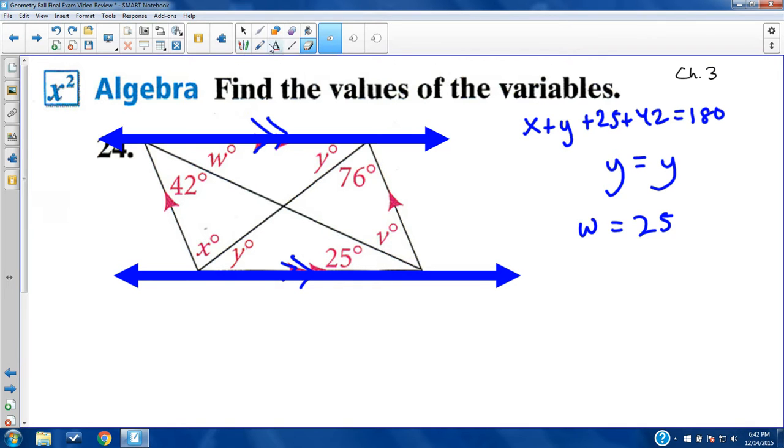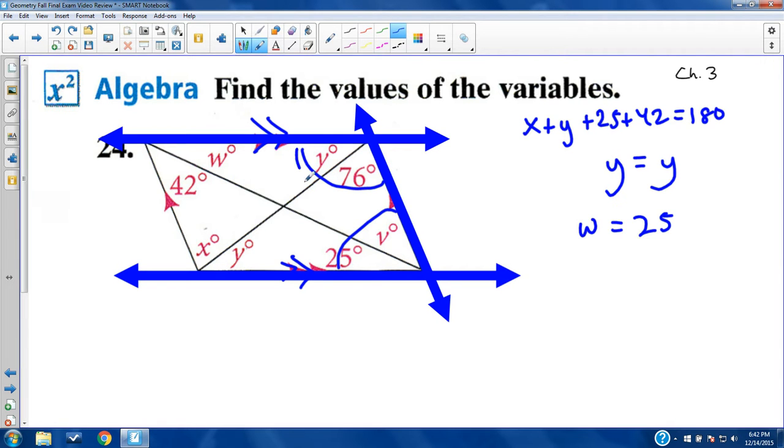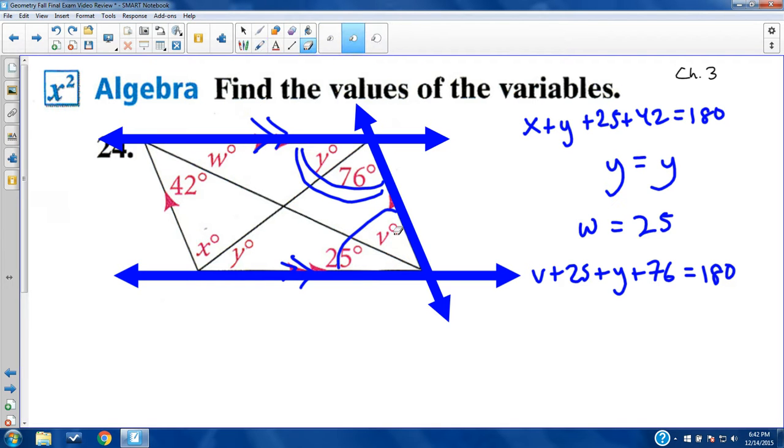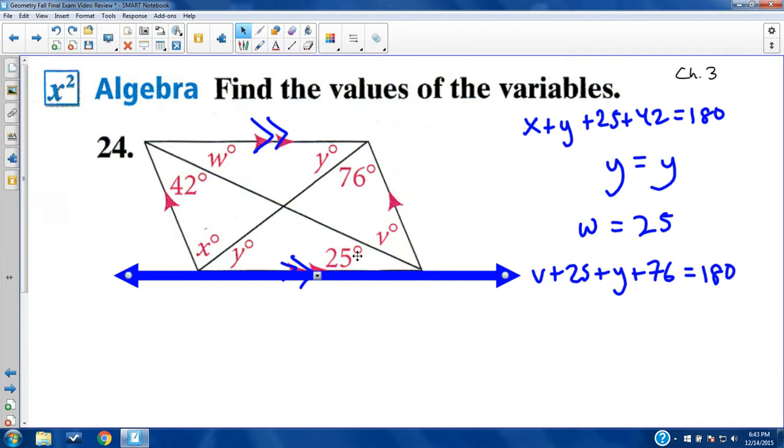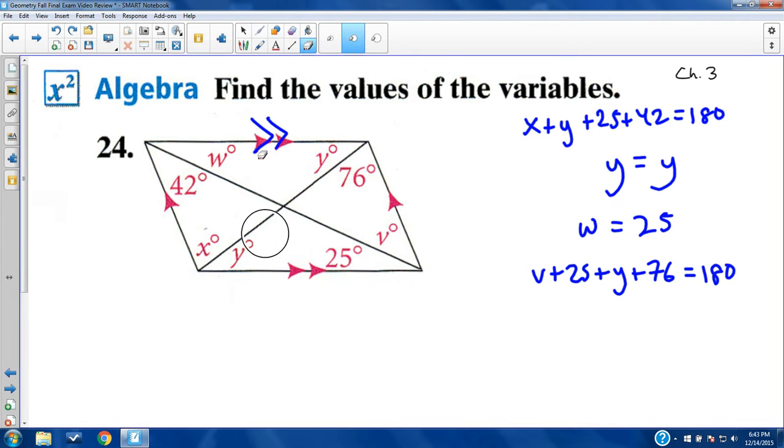Okay, and then I also have a final transversal here with these two parallel lines that gives you V plus 25 plus y plus 76, which equals 180. Because again, these are same side interior angles, and the angle addition postulate says V plus 25 is that entire angle. So once again, not something I can fully flesh out just yet. There are some other things I probably could have done with that, but let's leave those be for now. You got some work taken care of. Let me actually even replace that W there with 25, because now we know it's 25.